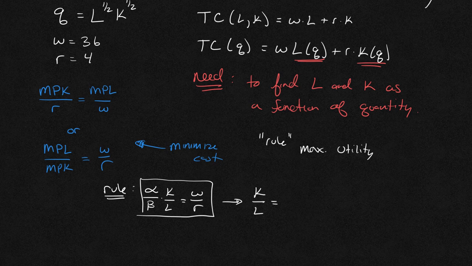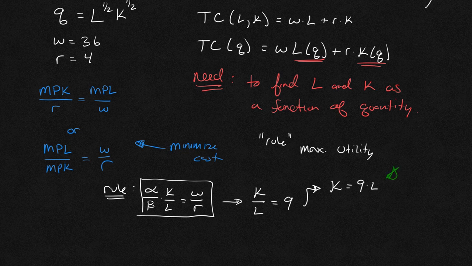And then our ratio W over R, 36 over 4, is going to be 9. So I know our ratio K to L is going to be 9. What I always do is I say, okay, what does that tell me? That tells me right away that K is going to equal 9 times L, right? That's just multiplying both sides of this equation by L.